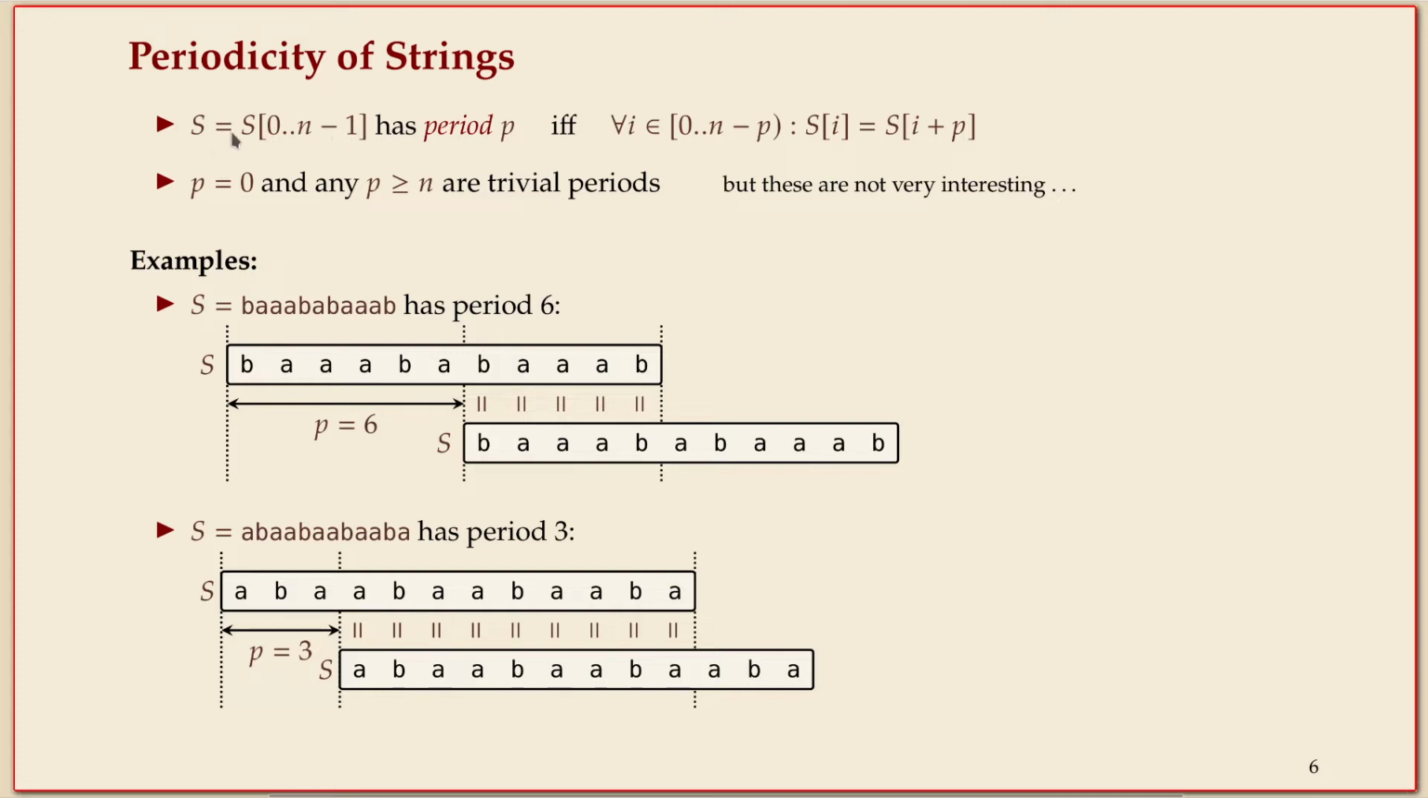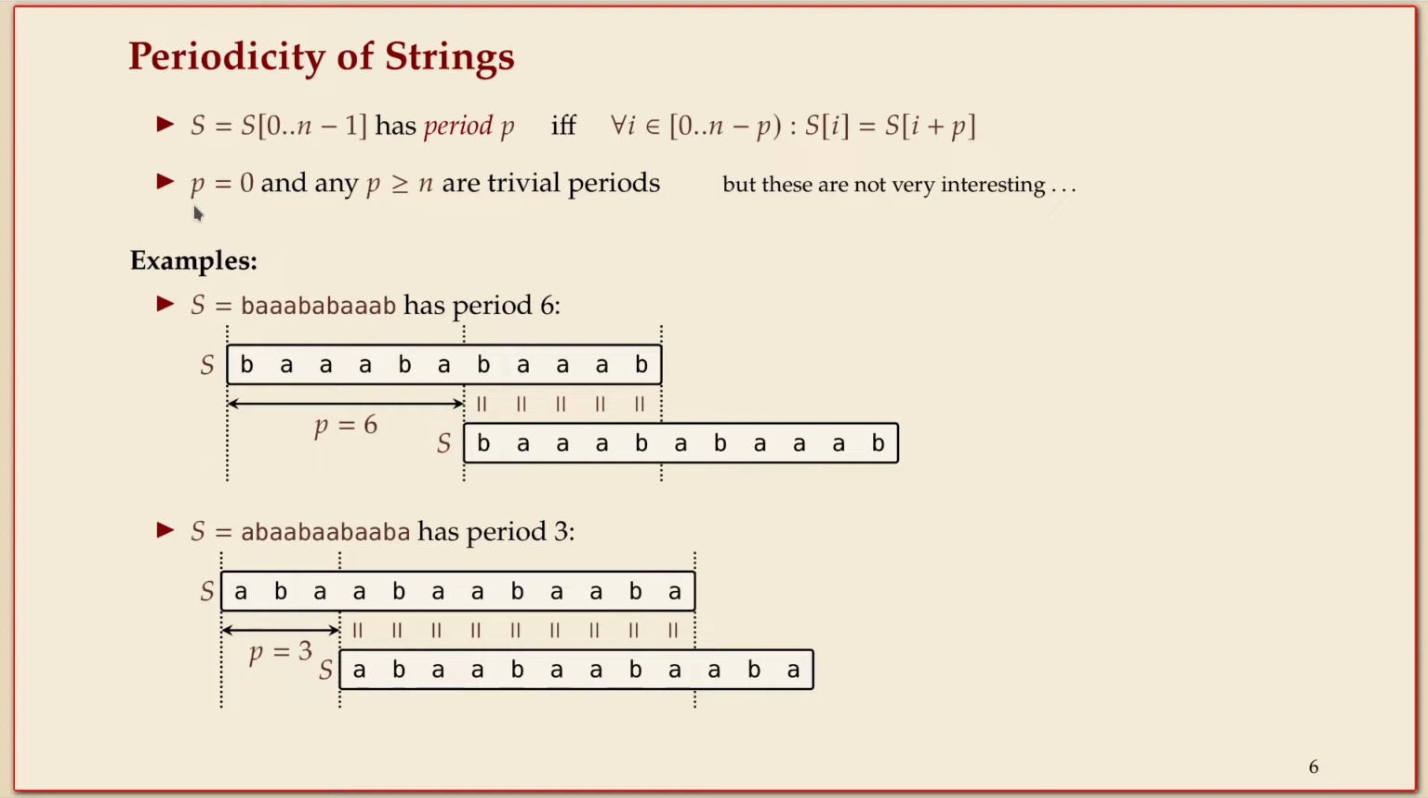If we're given a string, as always, and characters, then we say it has a period p, so p is a number, if for all positions, if you start at the ith position and you add p, you find the same character. All right. There's some boring consequences.